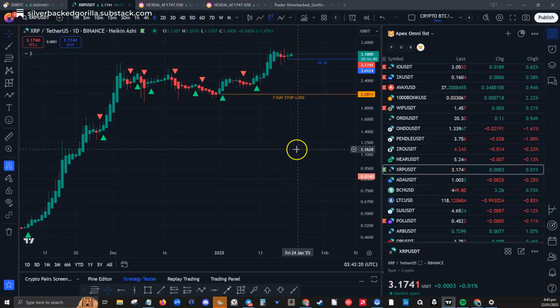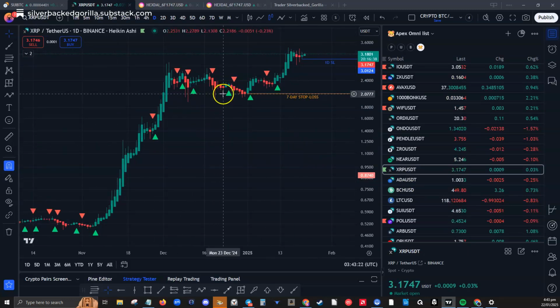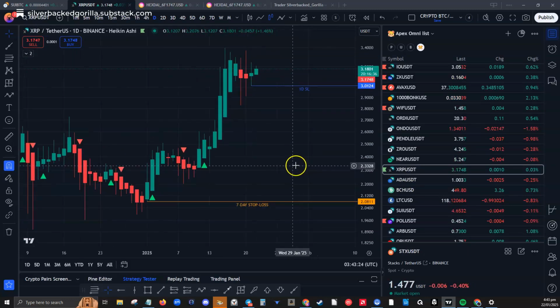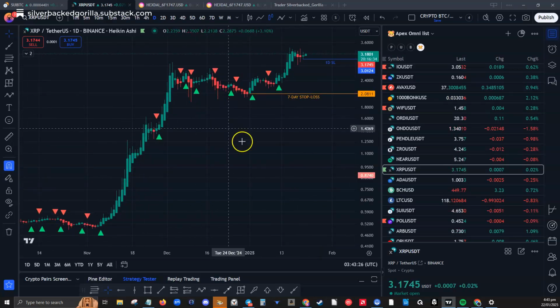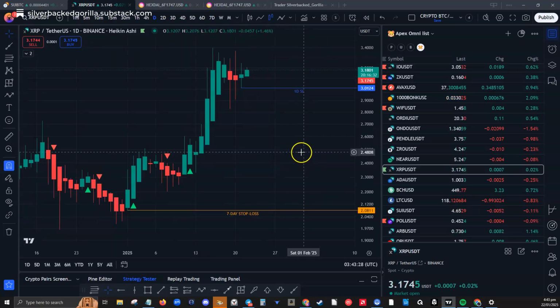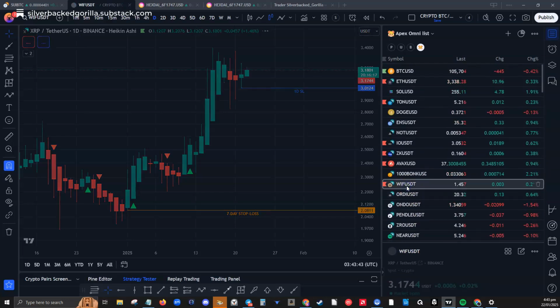XRP. It's had some really good performance already, so it's probably going to keep going. I mean, look at that. There's no wick below that. It's a bullish candle on the daily, and bullish on the weekly as well. So don't forget that. These are all ones that are bullish.